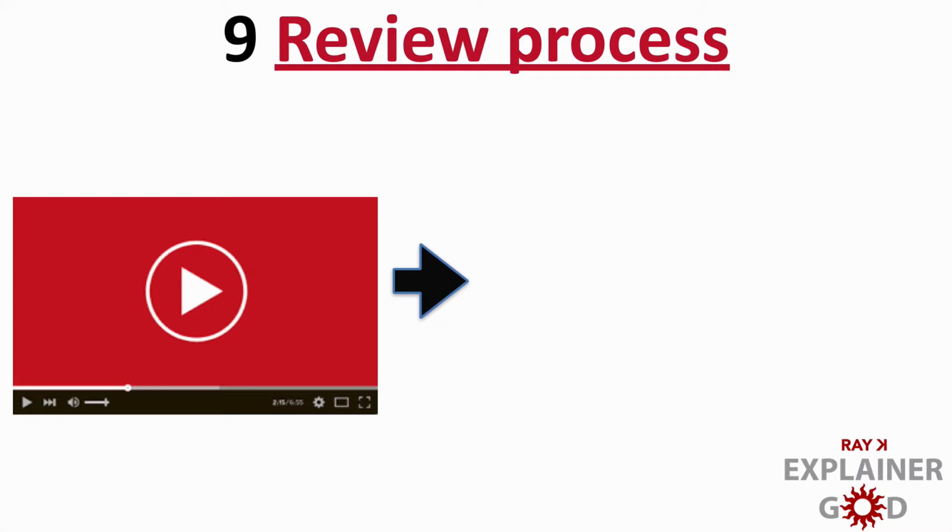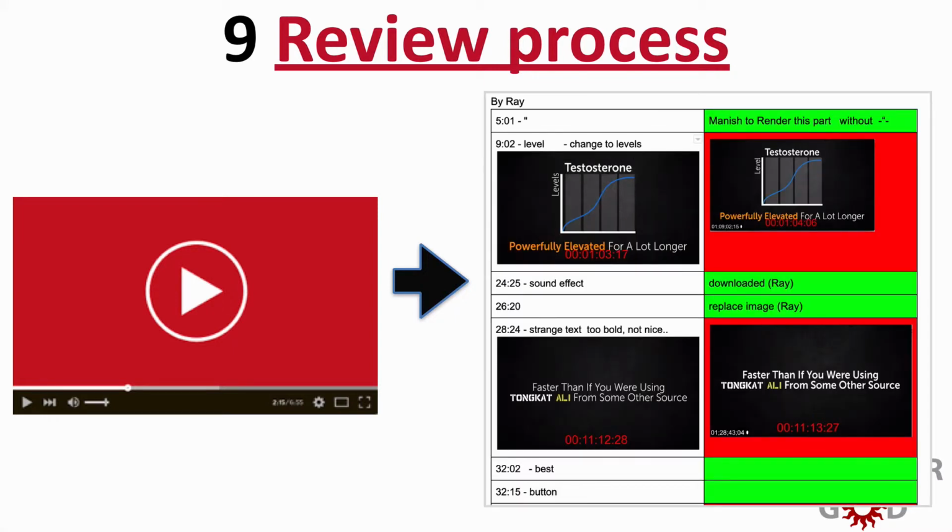Before, there wasn't really an easy way to do that. We just used to watch the video and I would create a storyboard for changes with two lines: here's the time code and here's the image. I would say here's what we need to change: replace the image, strange text, too bold, not nice, things like that. At 32 minutes 02, you need to say best, right? Like it's missing, or maybe it's highlighting. So you have to go step by step and really do that.